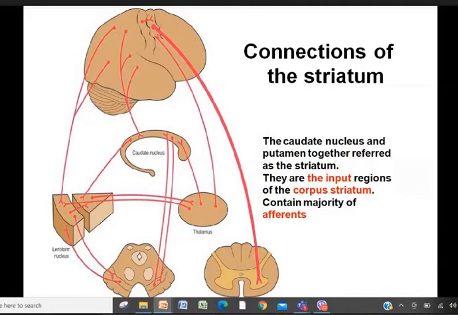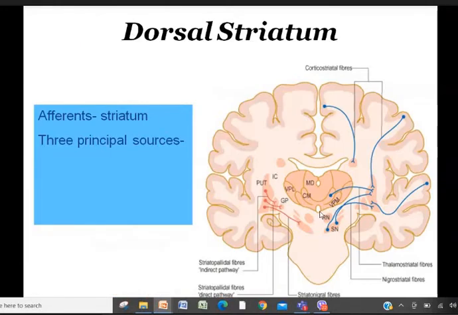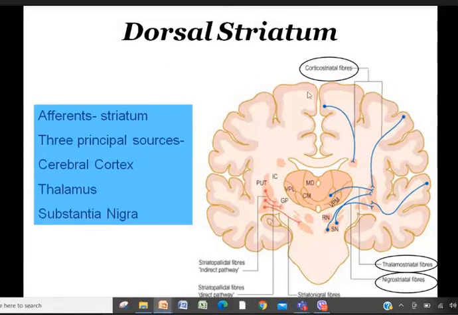So, the connections of the striatum. The caudate nucleus and the putamen: this is the caudate nucleus and this is the putamen. Together they are referred to as the striatum. They are the input region of the corpus striatum and contain the majority of the afferent fibers. The dorsal striatum receives afferent fibers from three principal sources. Just remember the names.